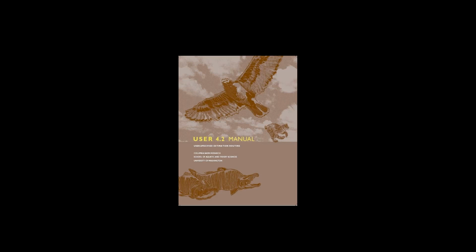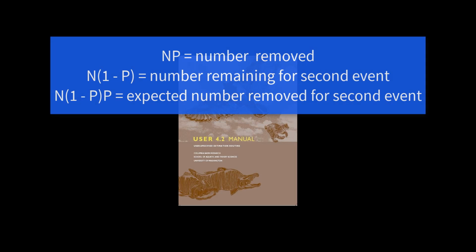This example uses a constant effort removal technique, where the population of interest is a pest species and it is advantageous to decimate the population. A constant effort P is used at each sampling occasion. Let N represent the total number of individuals at the beginning of the study. For the initial sampling event, the number of individuals removed will be NP, number of individuals times the sampling probability. For the second event, the number of individuals still remaining is N times 1 minus P, so the expected number of animals removed will be N times 1 minus P times P.